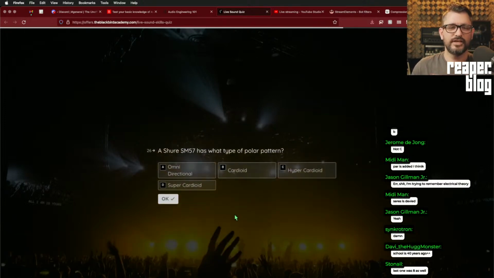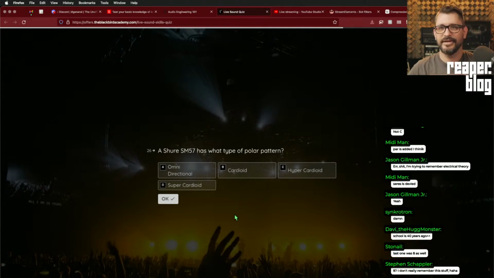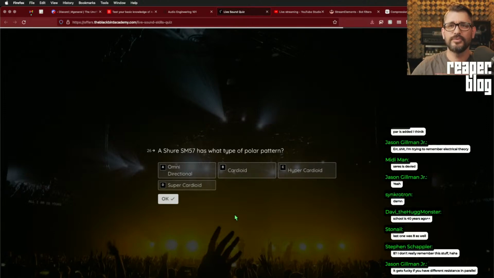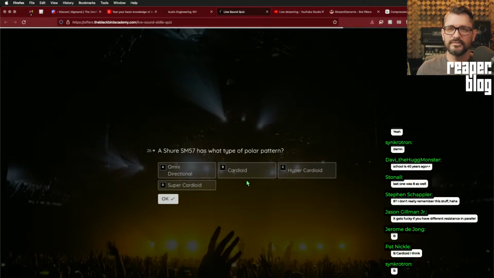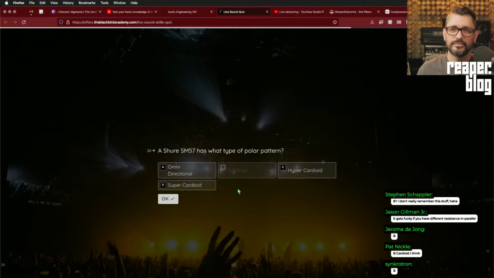A Shure SM57 has what type of polar pattern? Omnidirectional, cardioid, hypercardioid, or supercardioid? Yeah, the impedance stuff, you don't use it every day. You think about it when you buy a new guitar cabinet, and that's about it. So Shure SM57 has what type of polar pattern? Omni, cardioid, hypercardioid, or supercardioid? It's the totally standard, boring, basic dynamic mic with a cardioid pattern.